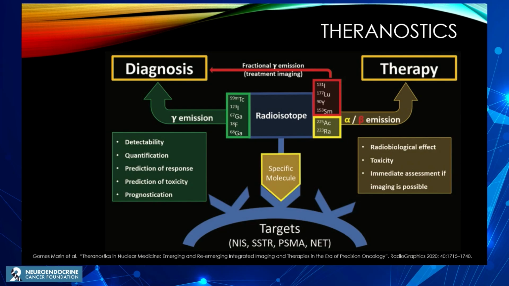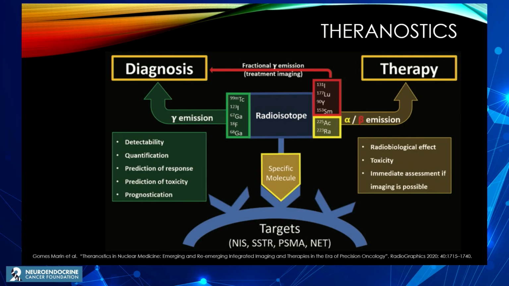Once we have diagnosed or found the cells with the expression of somatostatin receptors, we can use the same molecule and change the element for an alpha or for a beta emitter. And with this, we can provide treatment for the patient, which will provide radiobiological effects.